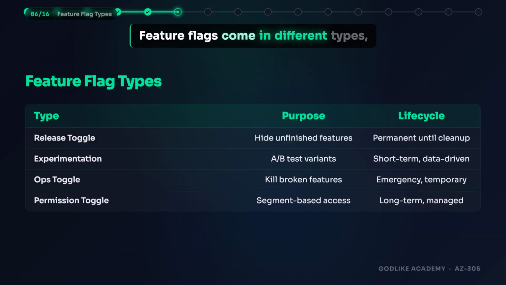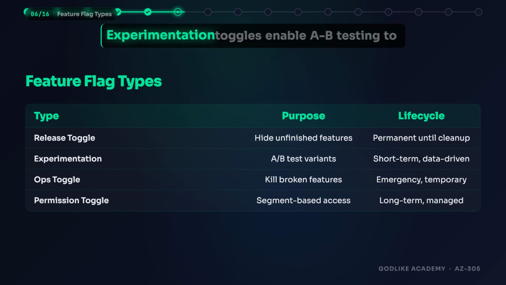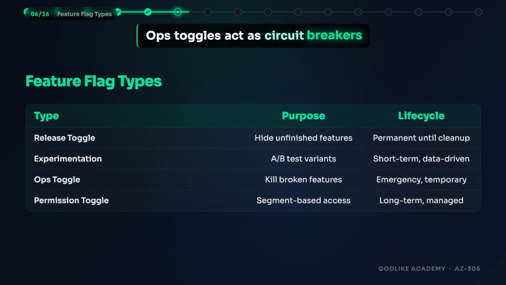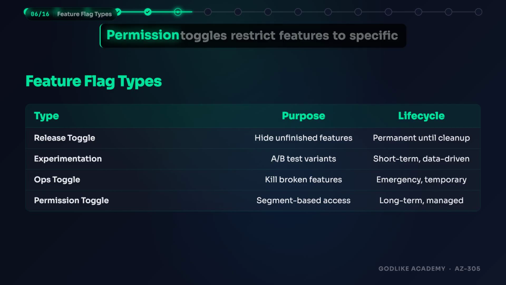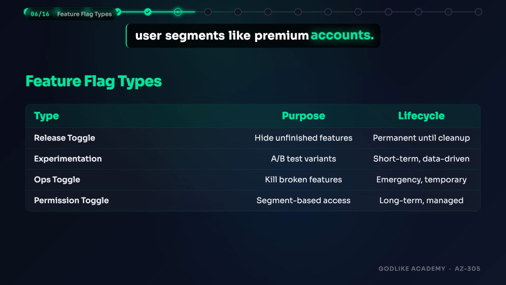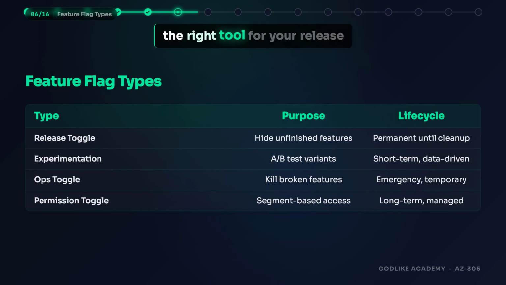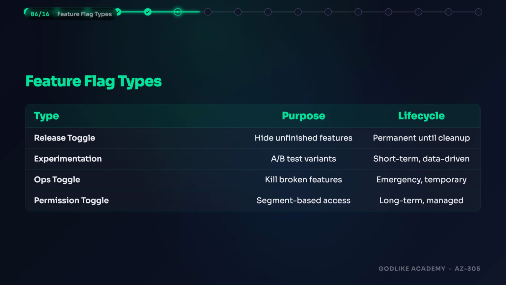Feature flags come in different types, each serving a specific purpose. Release toggles hide unfinished features from users until they are ready. Experimentation toggles enable A/B testing to compare performance between variants. Ops toggles act as circuit breakers to kill a feature causing errors or degradation. Permission toggles restrict features to specific user segments like premium accounts. Understanding these distinctions helps you choose the right tool for your release strategy.